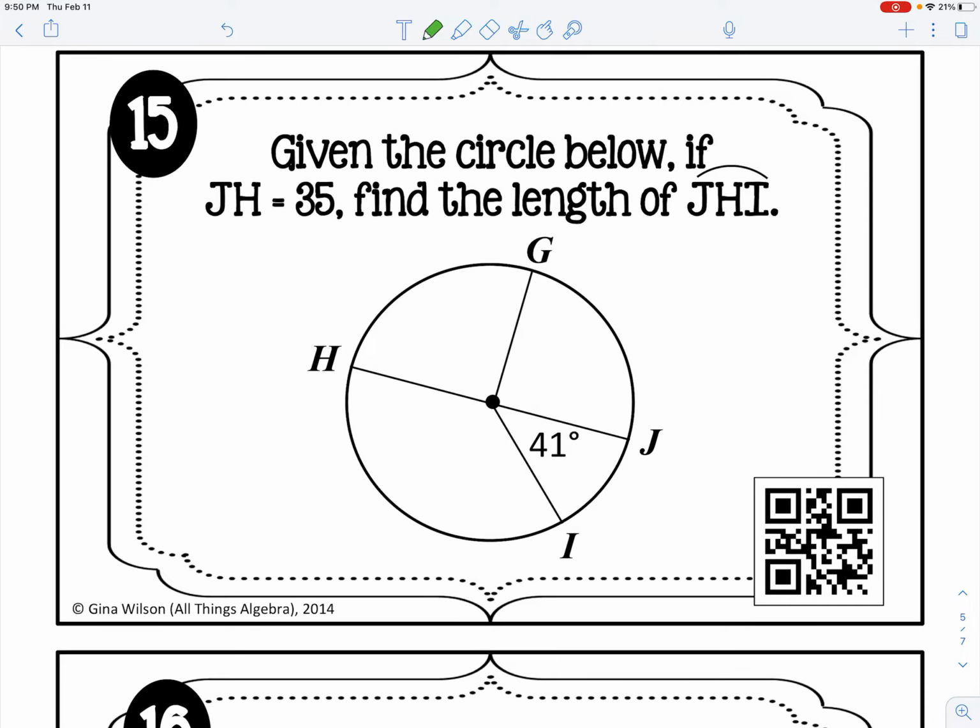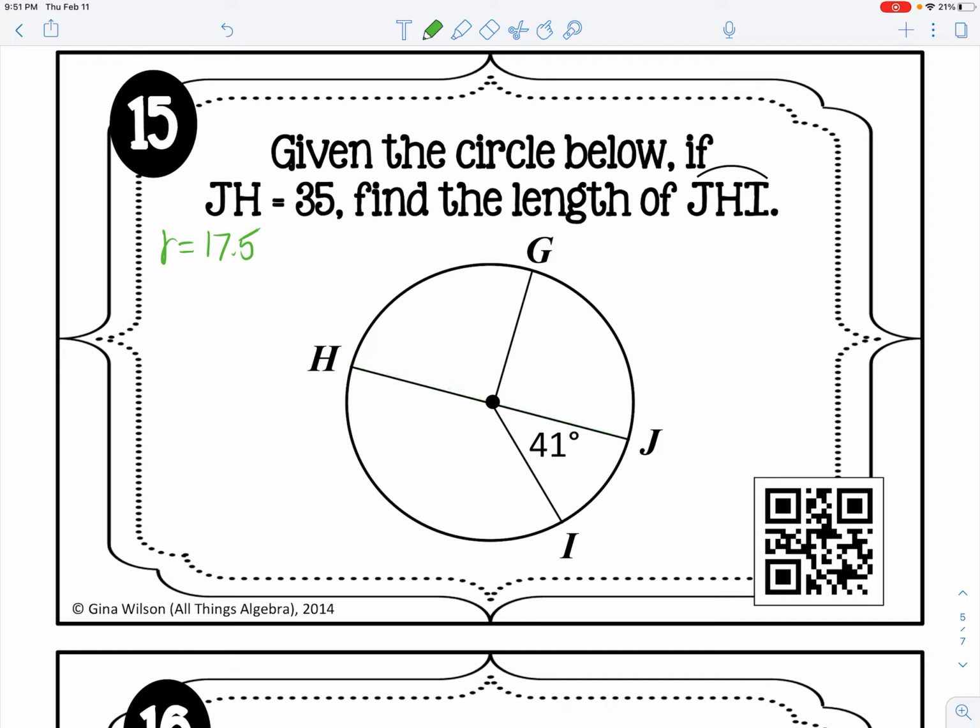All right, on this one, let's see. Given below the circle, JH is 35. So from here to here is 35. Again, that's the whole thing, so our radius is half of that. So the radius we're going to use is 35 divided by 2, which should be 17 and a half.